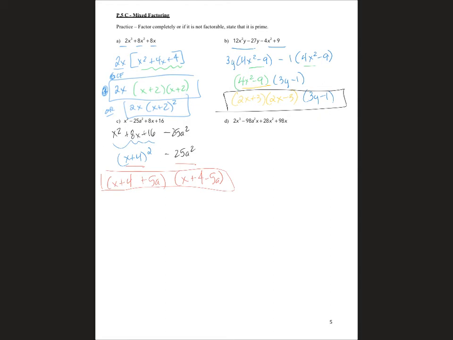Next one, what do we want to do? Greatest common factor. Let's make this easier to factor. Let's factor out a 2x. Okay, see what we have left over inside.